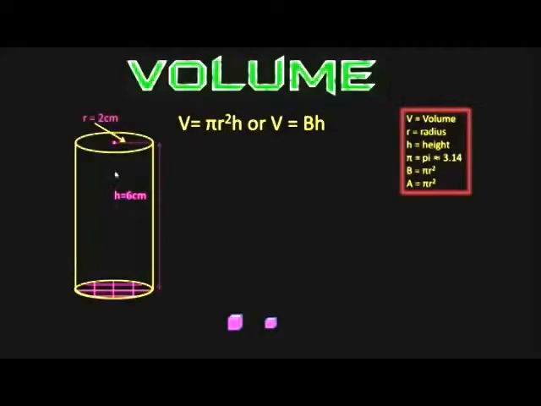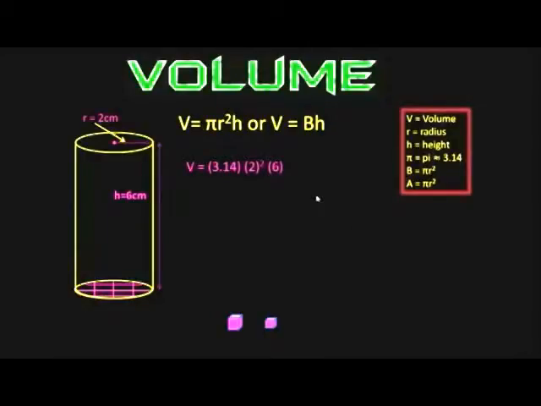So the base of a cylinder is a circle, as you can see here. So just remember, when you see this big B, you need to ask yourself, what is the shape of the base? And then you apply the area formula for that shape. In this case, it's a circle. So it's pi r squared. Okay, let's get started on this example here.